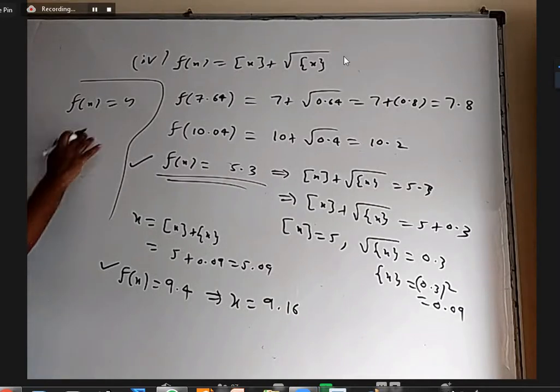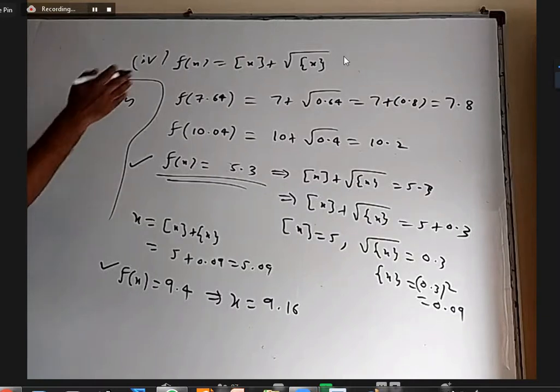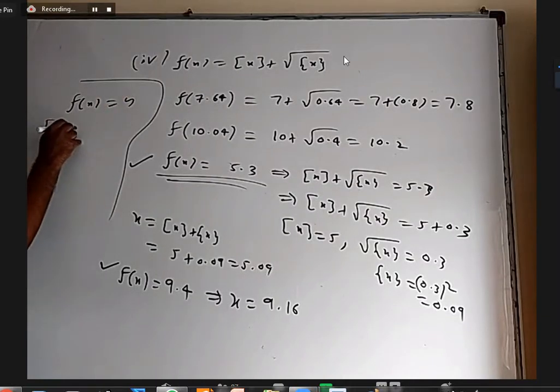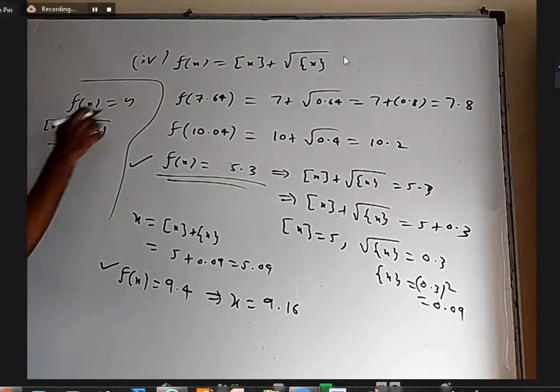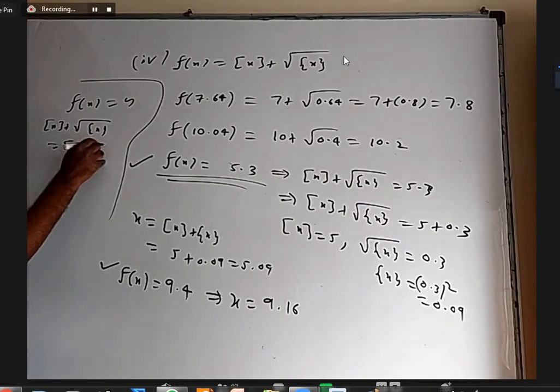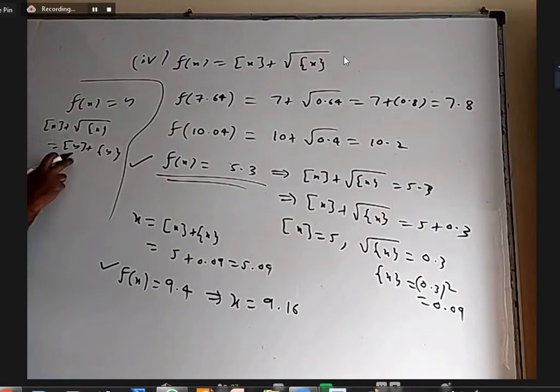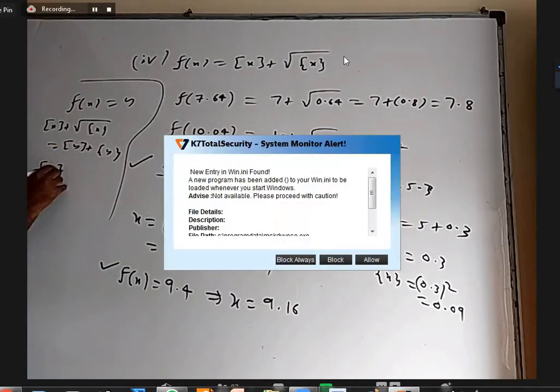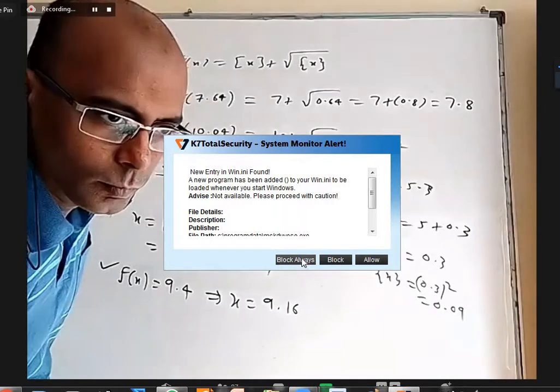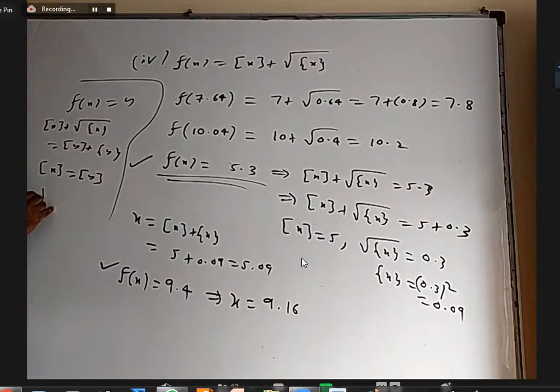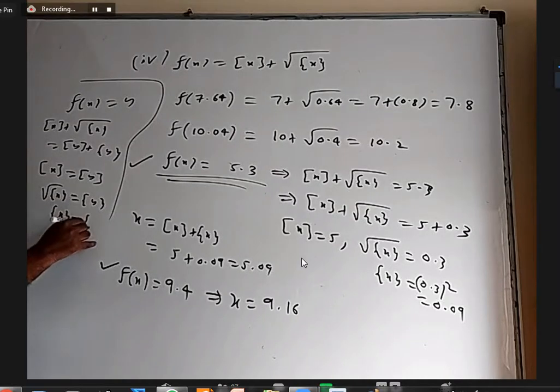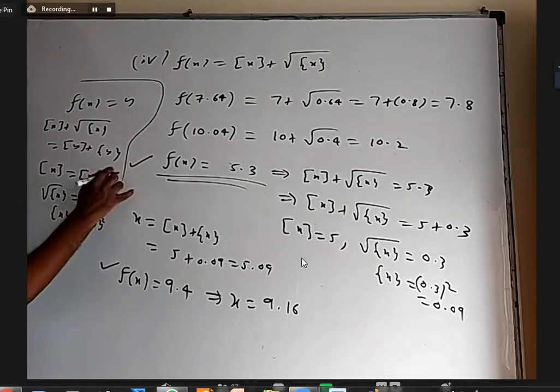Let us see how to do that. f of x is integer part of x plus square root of fractional part of x. y, I will write as integer part of y plus fractional part of y. I can equate these two and these two. So integer part of x is equal to integer part of y, and square root of fractional part of x is fractional part of y. If you square it, fractional part of x will be fractional part of y squared.